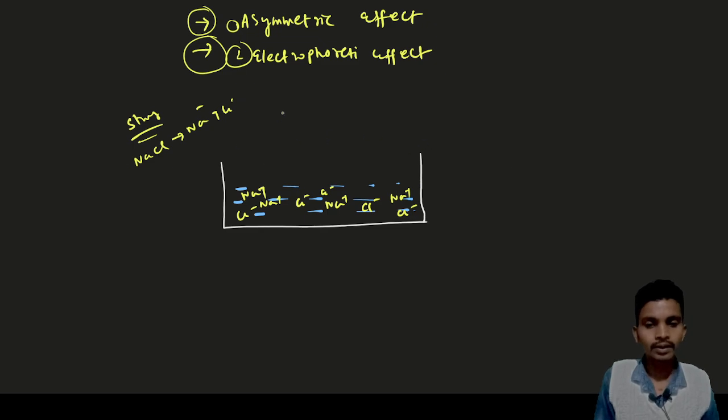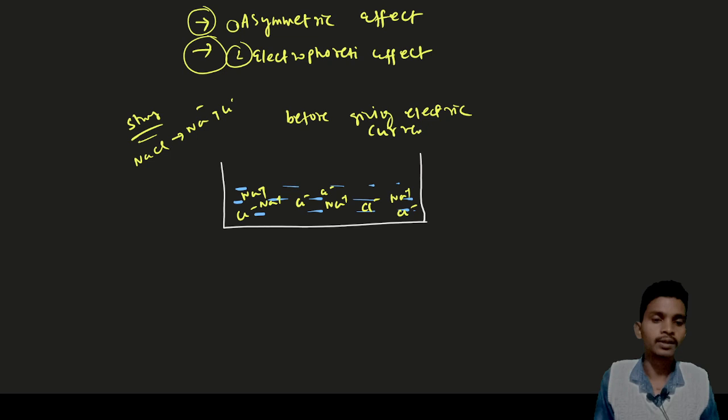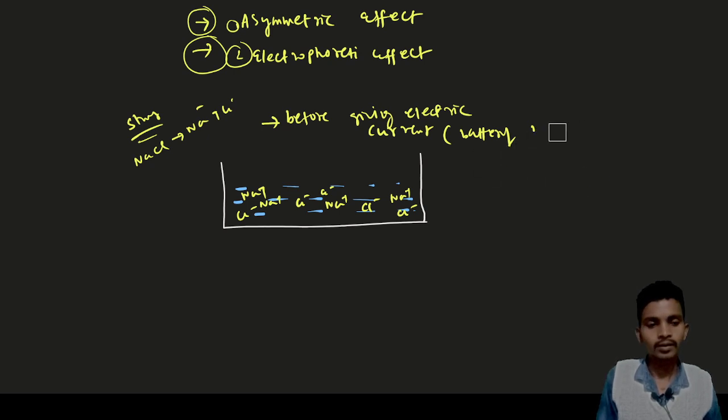This is before giving electric current. The ions are present randomly before giving electric current, that is, before the battery is connected.